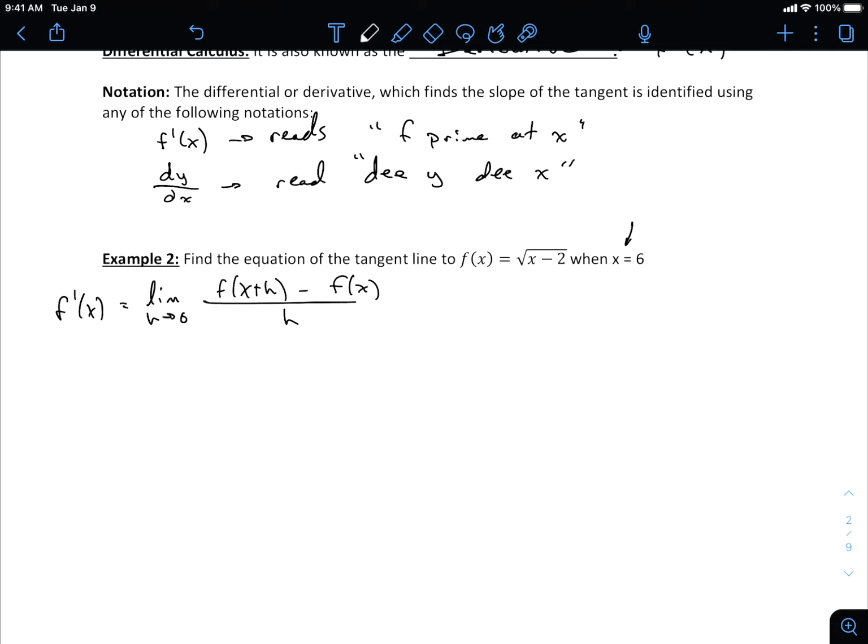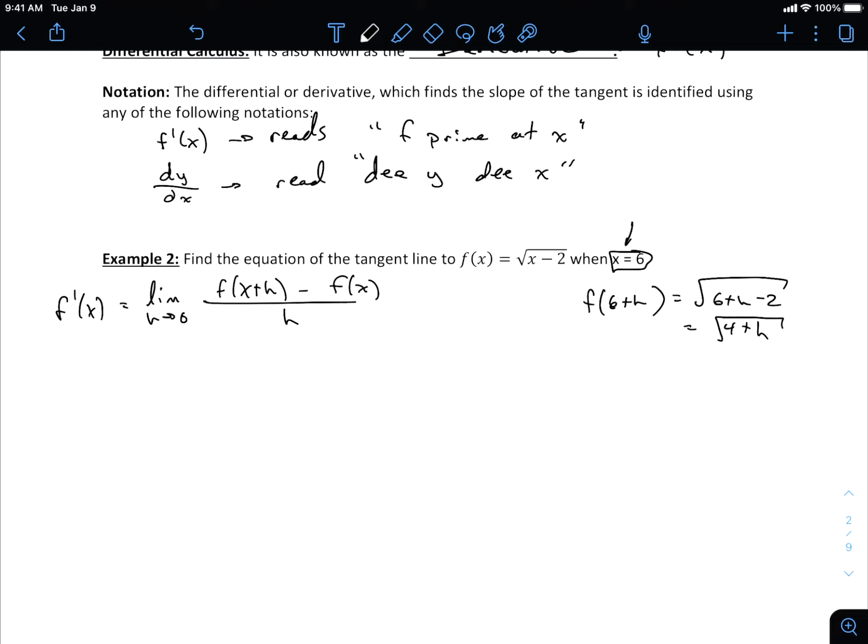Remember, x is 6. If I was trying to find f of 6 plus h, remember, this is just a function, and we're going to replace the x values with whatever I put on the inside of the bracket. So x in this instance is 6, so 6 plus h. Let's see what happens. That turns into 6 plus h minus 2, square rooted. I don't need the bracket either. Well, that is 4 plus h, square rooted.